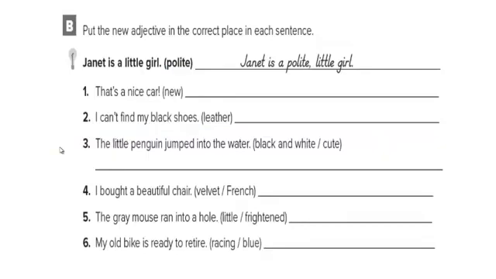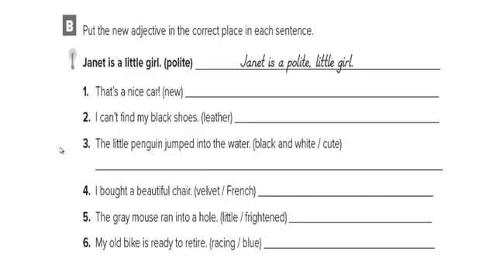Put the new adjectives in the correct place in each sentence. Janet is a little girl, and we need to add the adjective polite. Janet is a polite little girl. Because this is my opinion. Adjective, polite, it comes first.